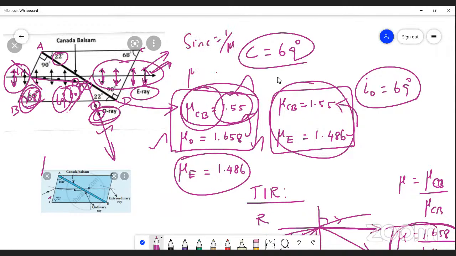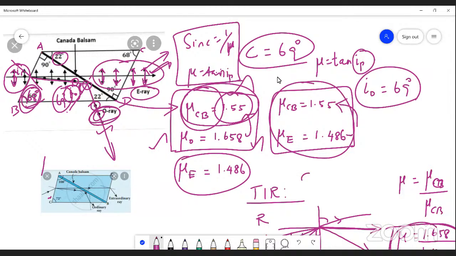Mu is equal to tan ip. Am I right? Yes, sir. This is the basis of Brewster's law: mu is equal to tan ip, where ip is the polarizing angle and mu is the refractive index of the beam. For the critical angle c, sin c is equal to 1 divided by mu. So the sin c value attained is equal to 69 degrees.